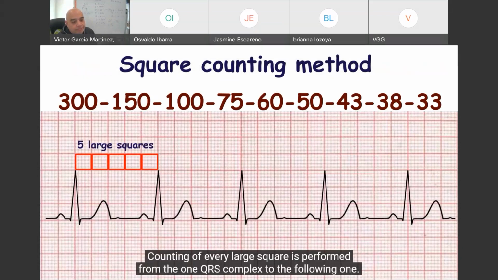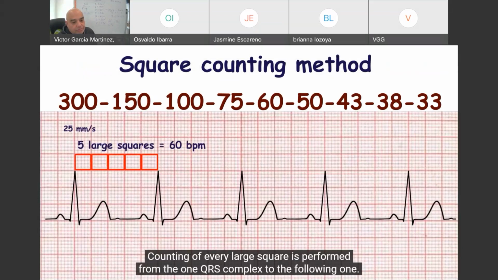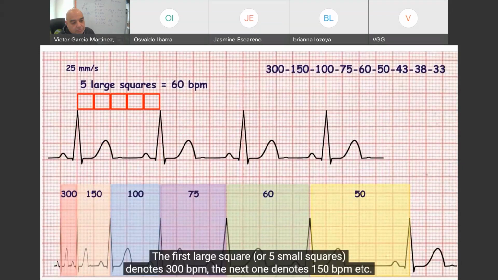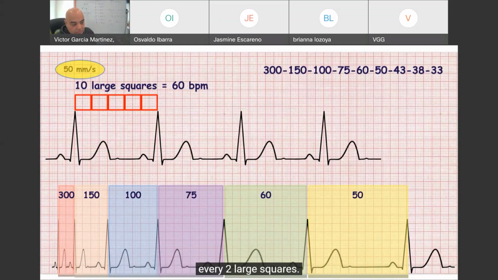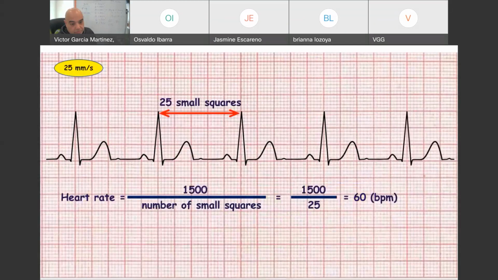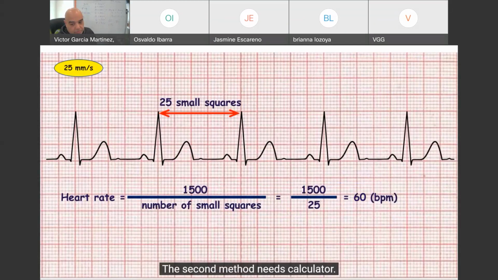Counting off every large square is performed from one QRS complex to the following one. The first large square, or 5 small squares, denotes 300 beats per minute. The next one denotes 150 beats per minute, etc. If ECG speed is 50 millimeters per second, you can use this sequence, but in this case, you should count every 2 large squares.